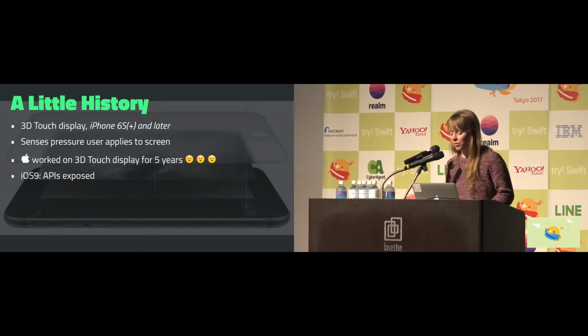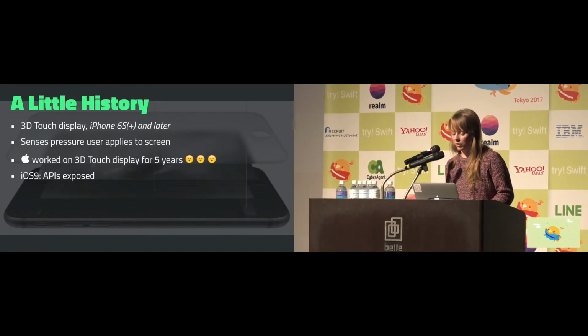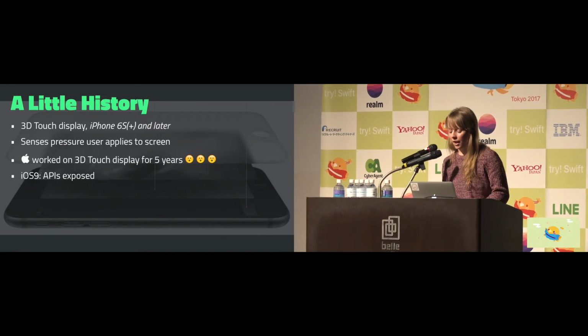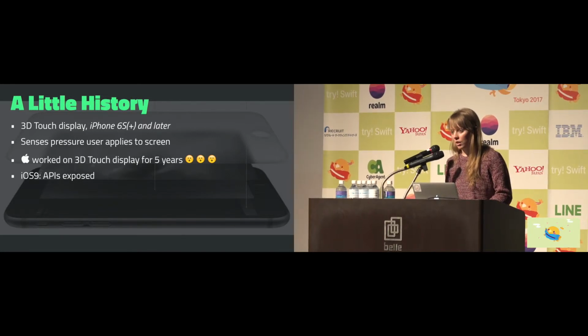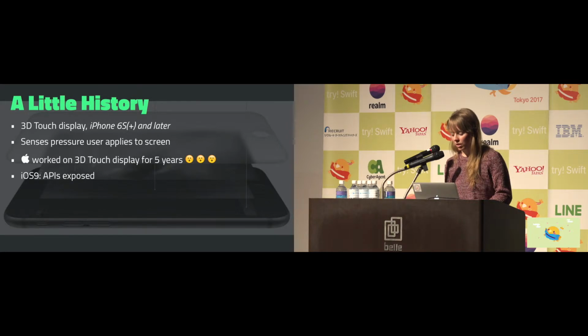Probably most of you have heard of 3D Touch before, but just in case, we can zoom out to look at a little history. 3D Touch was first introduced with the iPhone 6s in September 2015. And any phone that came out later than that is equipped with a 3D Touch display that can sense the pressure that a user applies to the screen. Apple apparently spent 5 years working on this, so it was quite a bit in the making. So it's all the more reason why we should integrate this into our apps. Starting with iOS 9, these APIs were exposed for us to utilize.